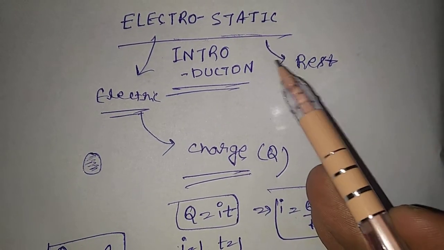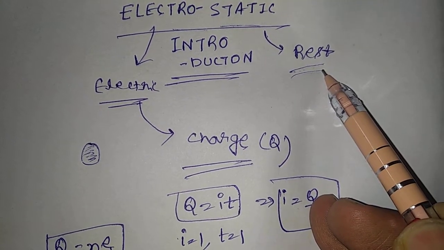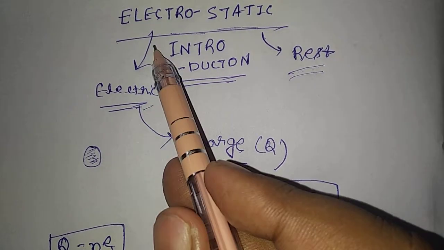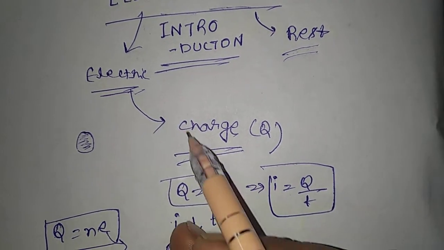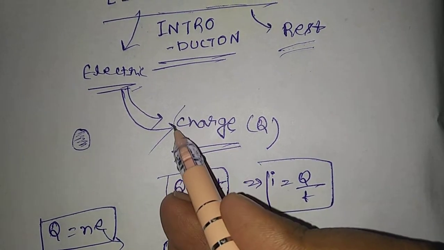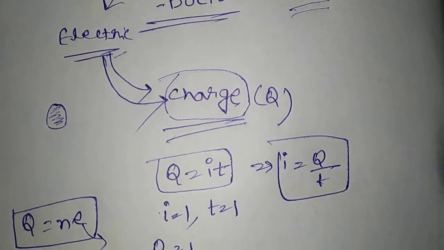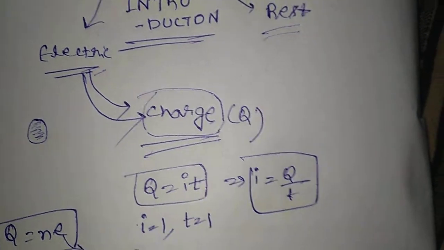From the word you can say that static means rest. Electro means electric. So whenever the electric term is coming, then there must be a term charge. Now you can ask me, what is charge?